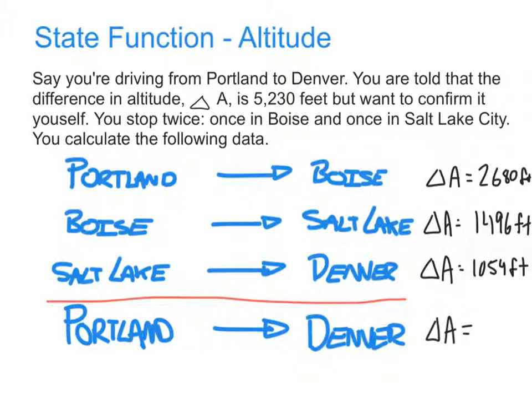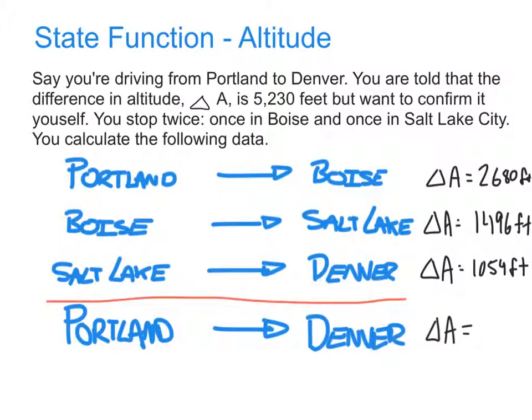Let's say that you're driving from Portland to Denver, and you've been told that the difference in altitude is 5,230 feet between Portland and Denver. But this is something that you want to confirm yourself. Well, on your trip, you stop twice, so you decide that those two spots are going to be good places to record the altitude and then calculate the difference from there. You stop once in Boise and once in Salt Lake City.